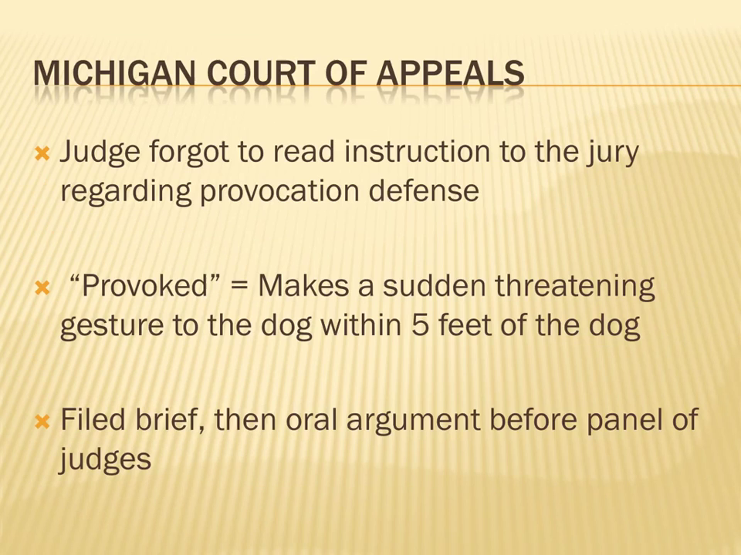You're very upset about the guilty verdict. So you decide to file an appeal with the Michigan Court of Appeals. You allege that the judge committed error when he forgot or refused to read the jury instruction regarding provocation as the defense. The provocation instruction reads like this: to make a sudden threatening gesture to the dog within 5 feet of the dog. Now, there was sufficient evidence that came out because you testified that Fred was within that 5 feet distance and that he threw a stick at Sparty, provoking Sparty to bite him. Thus, there was enough evidence that the judge should have given that jury instruction.